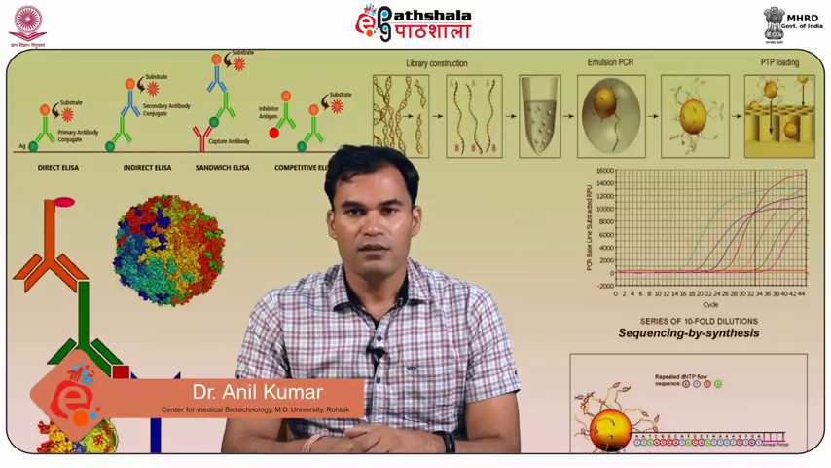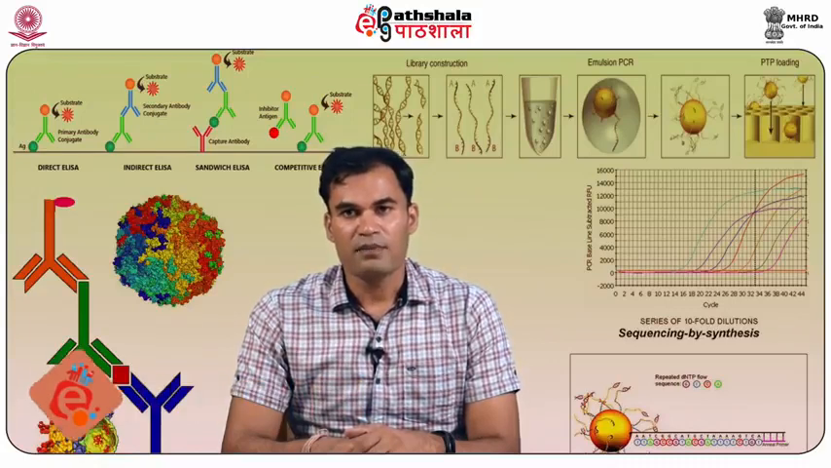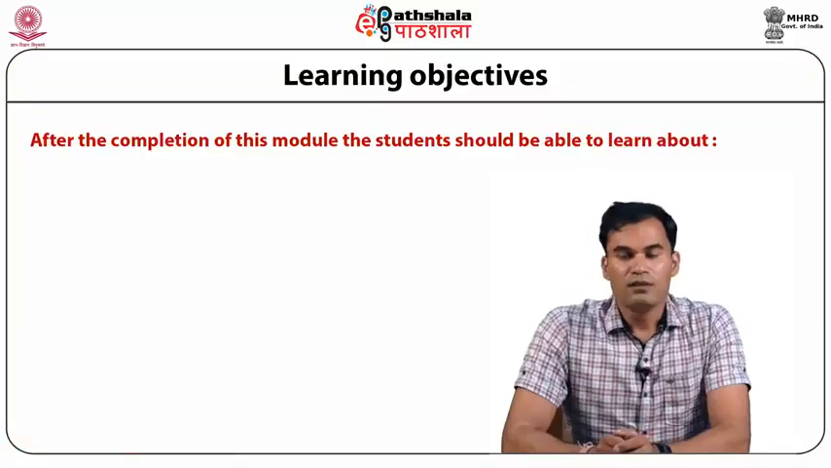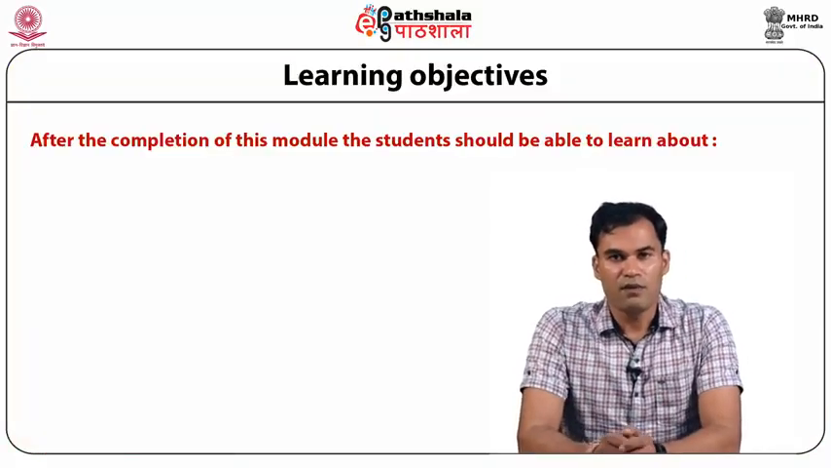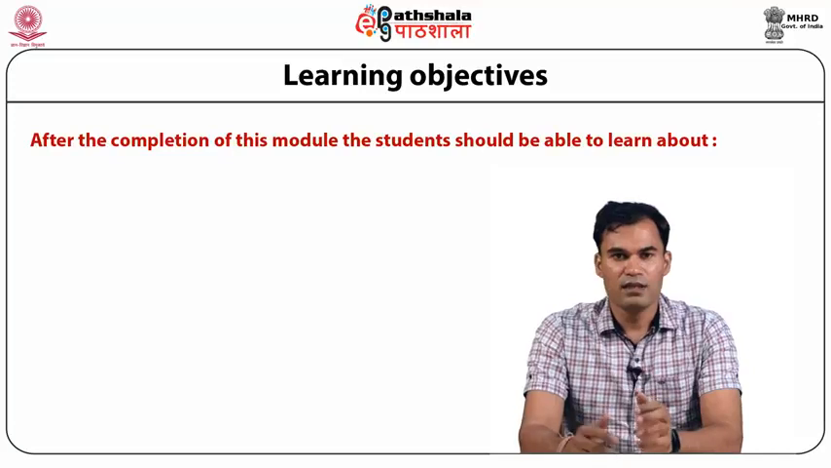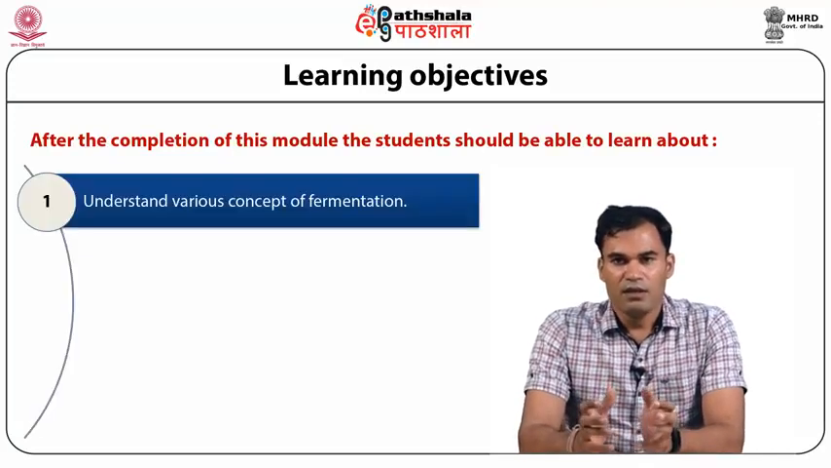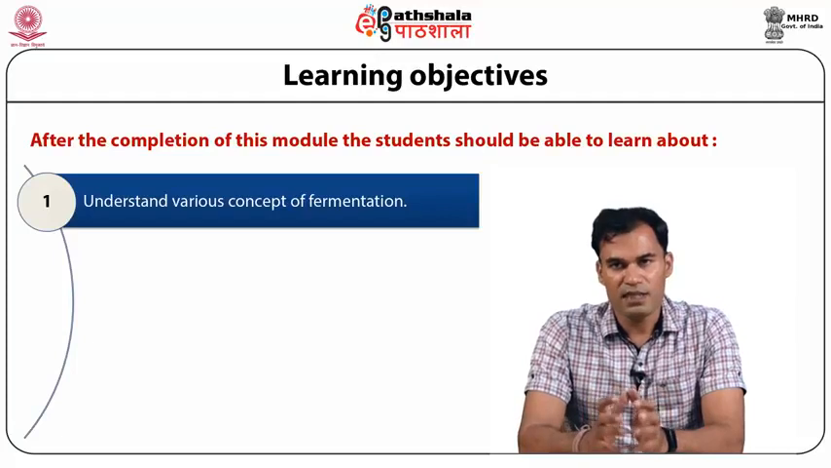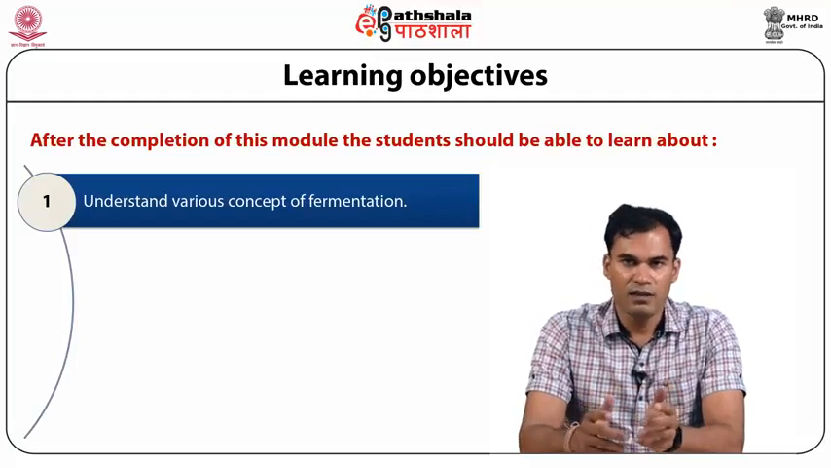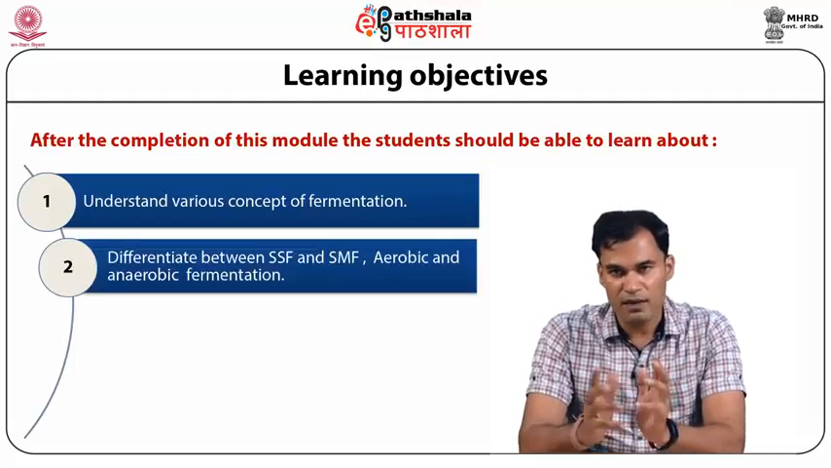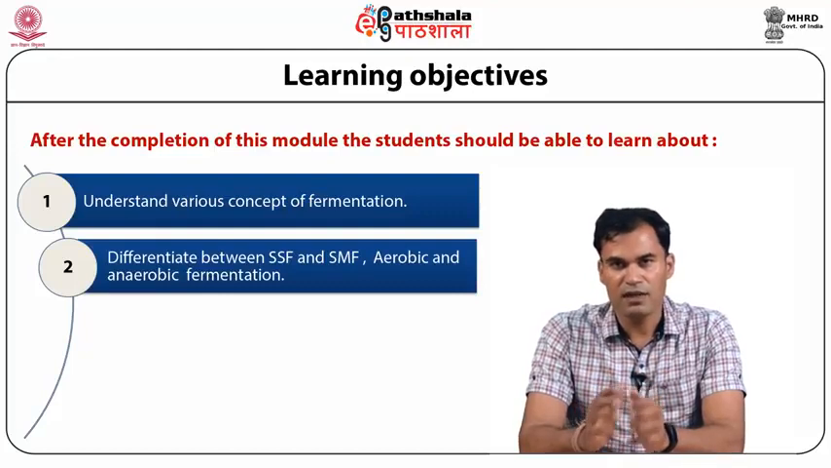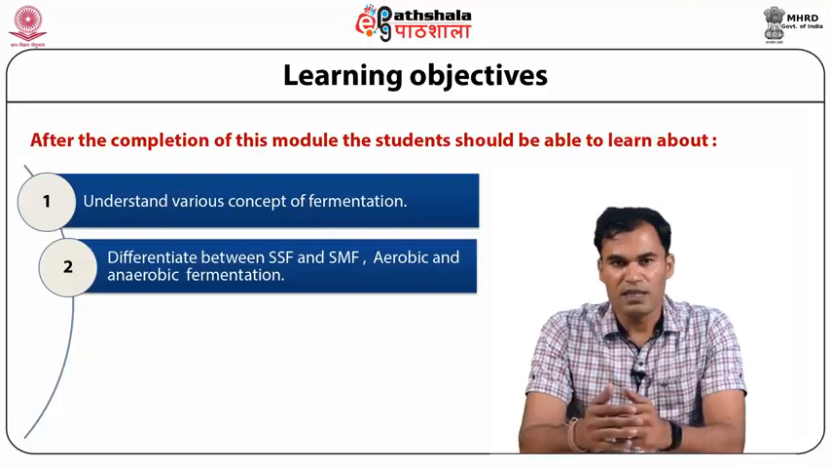Today we are going to discuss a module, fermentation technology, under the paper Animal Cell Biotechnology. So what are the learning objectives of this module? During this module we are going to learn about various concepts of fermentation. We will learn the difference between aerobic and anaerobic fermentation, and the difference between solid state and submerged fermentation.